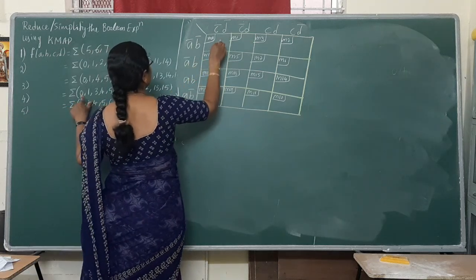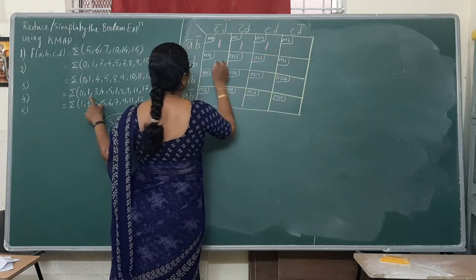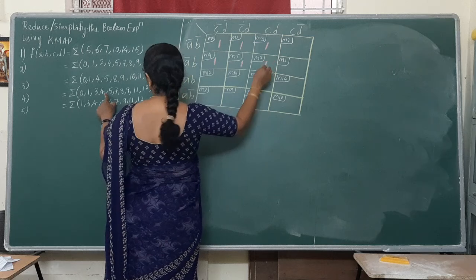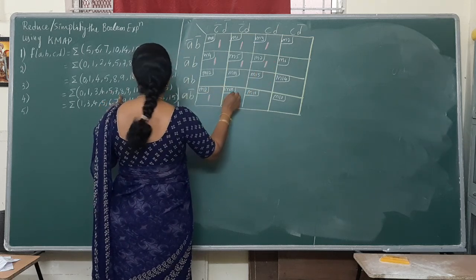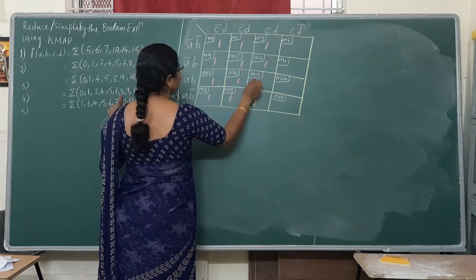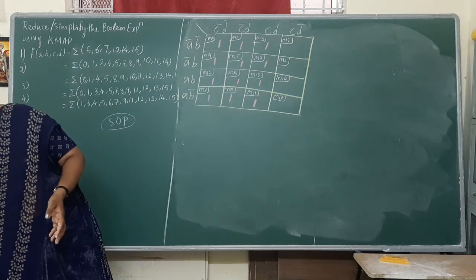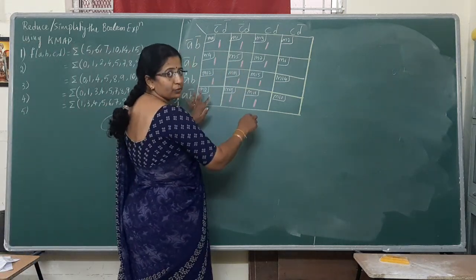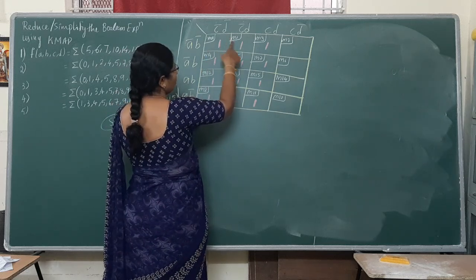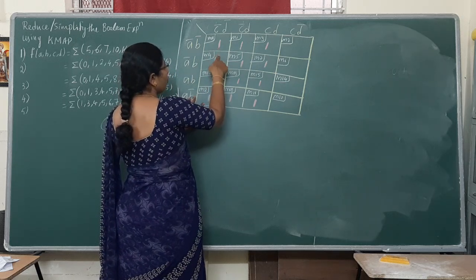0 is present, your 1 is present, 3 is present, 4 is present, 5 is present, 7 is present, 8 is present, 9 is present, 11 is present, 12, 13, 15. Please notice here how you can do the grouping. In the last problem that we did, 0, 1, 5, 13, 9, 8, 12, 4 and 0.